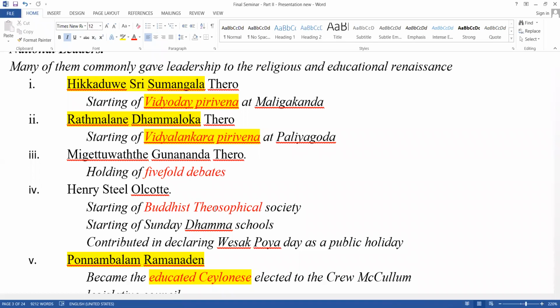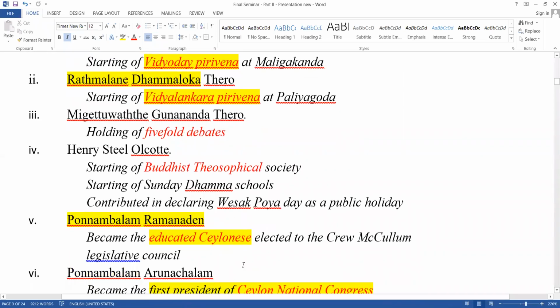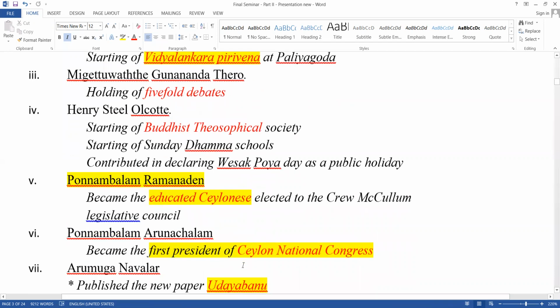And we discussed Ponnambalam Ramanathan. He became the first educated Ceylonese elected to the Legislative Council. And Ponnambalam Arunachalam became the first president of the Ceylon National Congress in 1919. Arumuga Navalar published a newspaper. What is the name? Udayabanu. He started a school. What's the name? Saivapragasa Vidyalaya in Jaffna, presently known as Hindu College. And he translated Tamil poetry into simple Tamil.